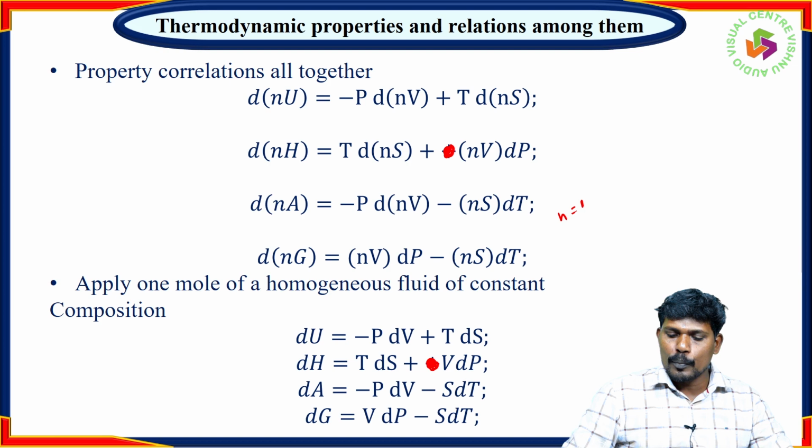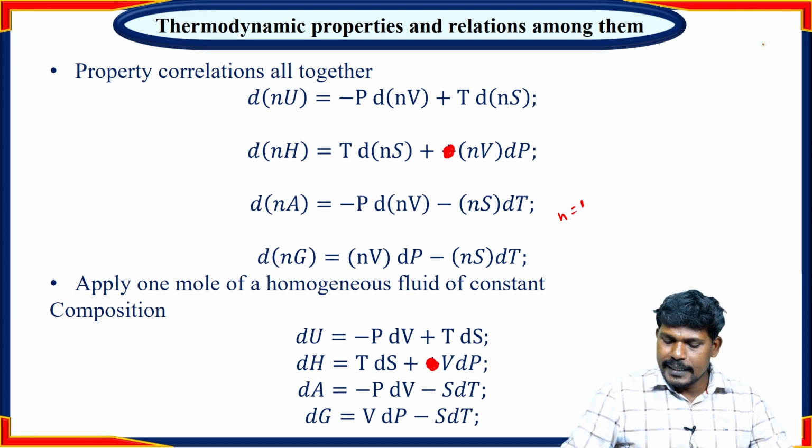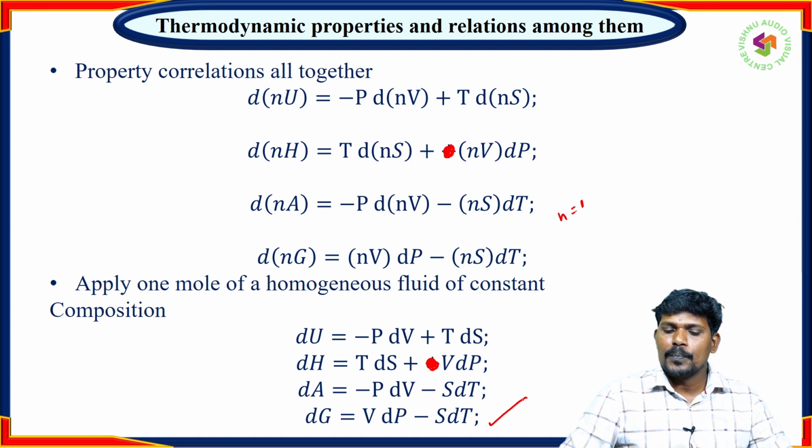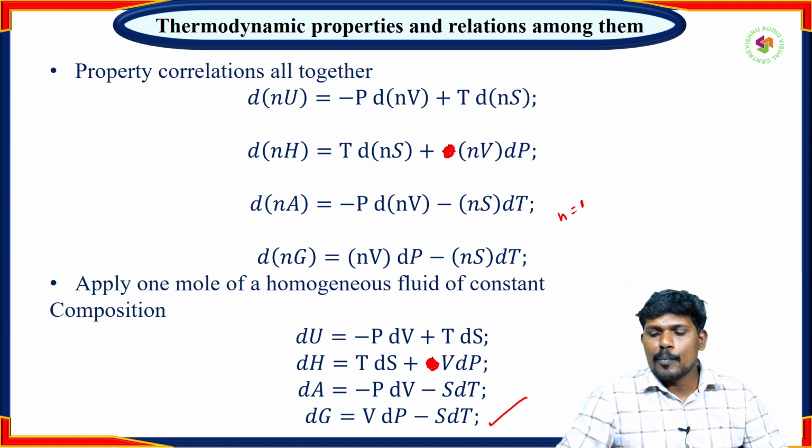Next dA is equal to minus P into dV minus S into dT. dG is equal to V into dP minus S into dT. So these are basic thermodynamic properties and relations among them.